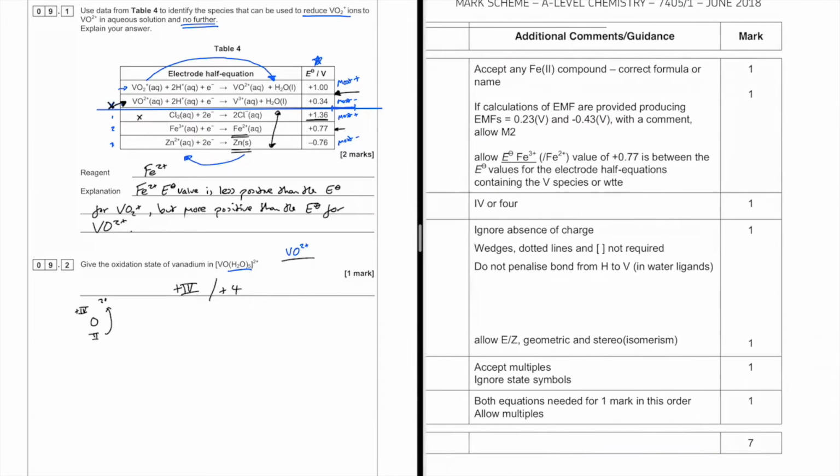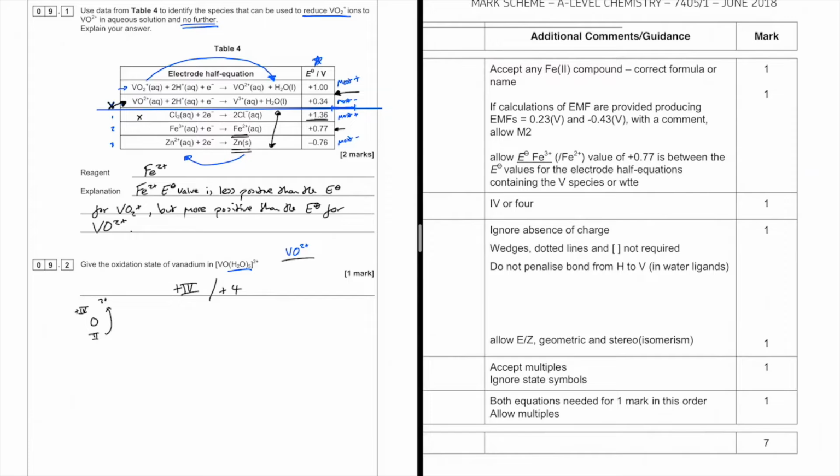Now, there's quite a bit written in the additional comments. Accept any Fe2+ compound, correct formula or name. So if you wrote, for whatever reason, FeCO3, then you get the mark. Or if you wrote iron 2+ in words, then you still get the mark. If calculations of EMF are provided, producing EMFs as 0.23 and minus 0.43 with a comment, allow M2. So essentially what they're saying is if you actually worked out the overall EMFs for those cells and said, well, that one actually is feasible because it's positive and that one's not feasible because it's negative, then yeah, you would get the mark. And then allow E0 value of Fe3+ is between the E0 values of electrode half equations.